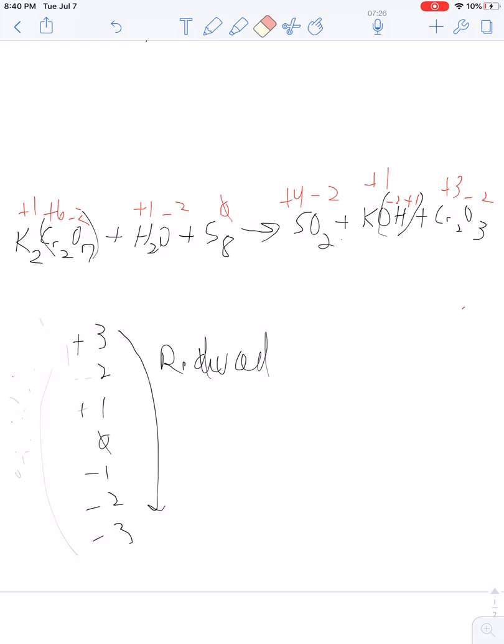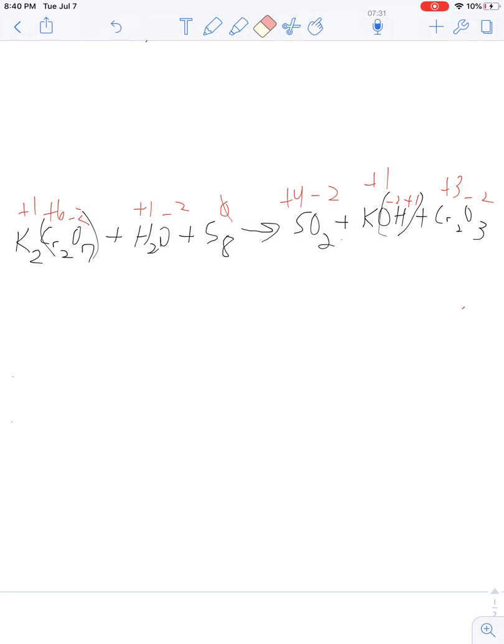Okay? So looking at our oxidation numbers, who is being reduced? Well, I can tell you right now that this chromium is going from plus 6 to plus 3. So that means the chromium is being reduced. Okay?